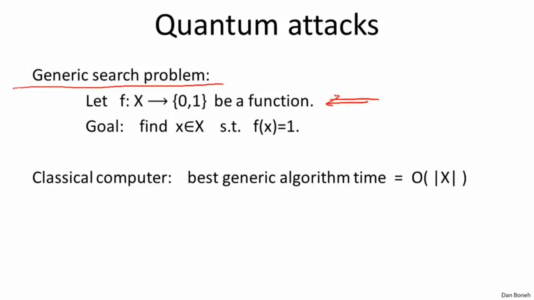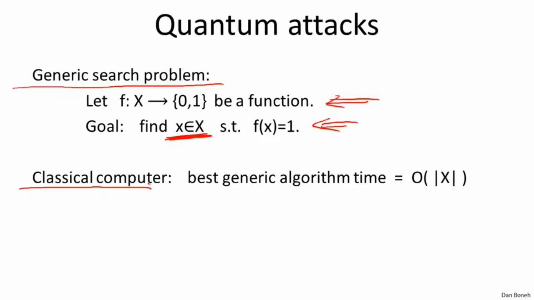Suppose I have a function on some large domain X that happens to output either 0 or 1. And it so happens that this function is mostly 0, and there's maybe one input where the function evaluates to 1. Your goal is basically, find me the input where the function is 1. Maybe there's only one such input, but your goal is to find it.